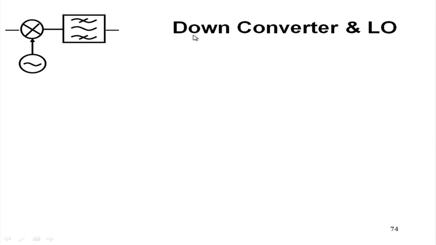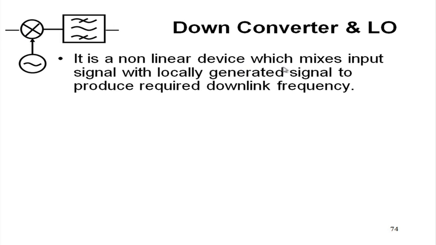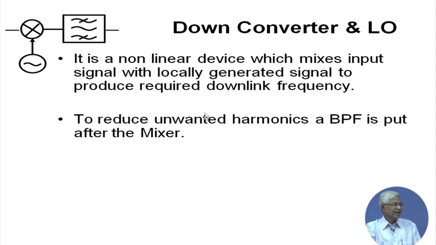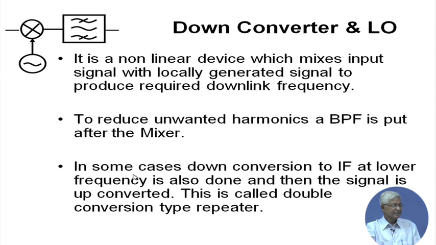After that, we come across the down converter and local oscillator, which is a part of the down conversion. Local oscillator, mixer and filter. The mixer is a nonlinear device which mixes the input signal with a locally generated signal to produce the required downlink frequency. We have seen omega 2 minus omega 1, and then to reduce unwanted harmonics, a band pass filter has to be put after the mixer. In some cases down conversion is to another IF instead of directly to the transmit frequency, another IF at lower frequency is used, and then the signal is up converted, which is called a double conversion type repeater. You are aware of this type of thing from your BTech classes.